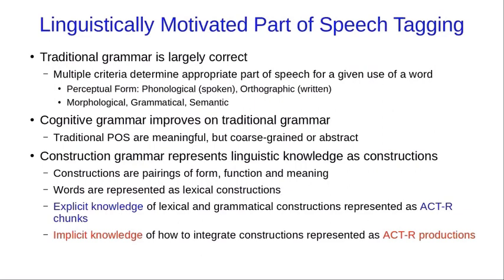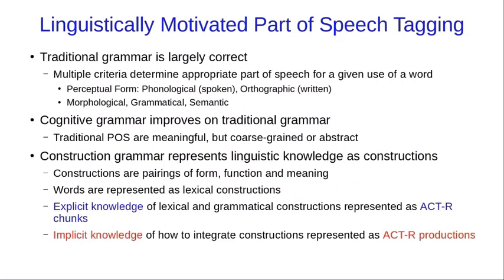We also claim that our approach is linguistically motivated. Basically, we claim that traditional grammar is largely correct in its assumption that multiple criteria are needed to determine the appropriate part of speech for a given use of a word. That information can include information about the perceptual form, phonological in the case of spoken input, orthographic for written input, information about morphology, grammar, and meaning.